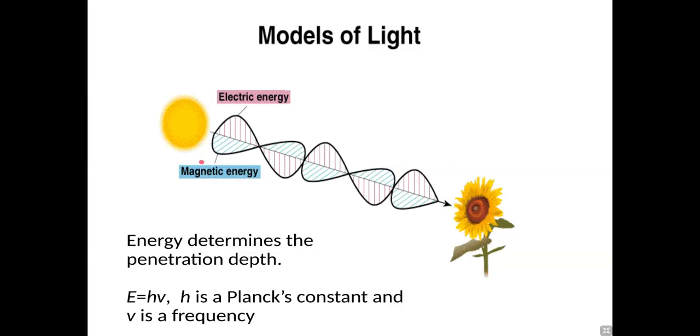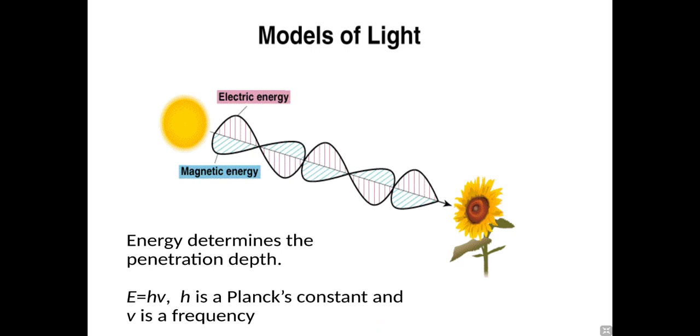Okay, so models of light. You have your image, this is your electrical energy, and this is magnetic energy. Energy determines the penetration depth, and is given by this equation: E equal to h v, where h is the Planck constant and v is the frequency. There are many factors and effects when you want to capture an image, but this is the basic one based on this equation.